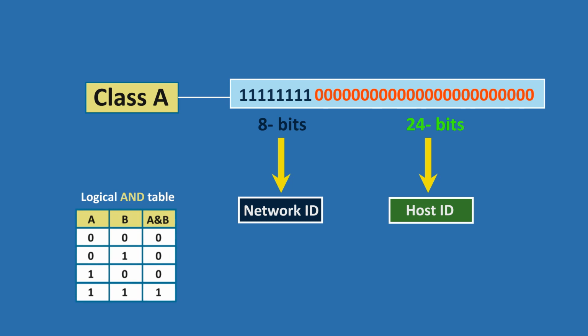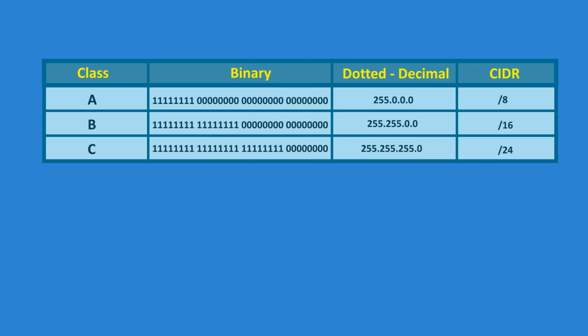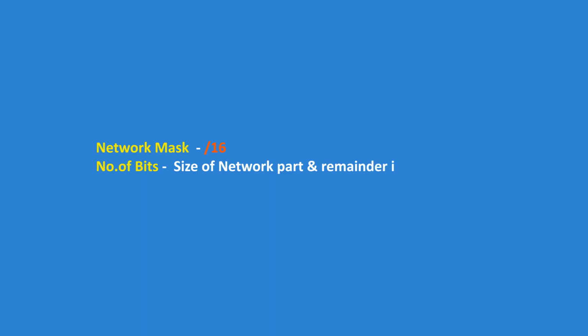The concept does not apply to classes D and E. The last column here shows the mask in the form /n, where n can be 8, 16, or 24, in classful addressing. This notation is also called slash notation or classless interdomain routing (CIDR) notation. When the network mask is specified as a prefix, for example /16, then that number of bits is the size of the network part, and the remainder, out of 32 for IPv4, and 128 for IPv6, is the host part.